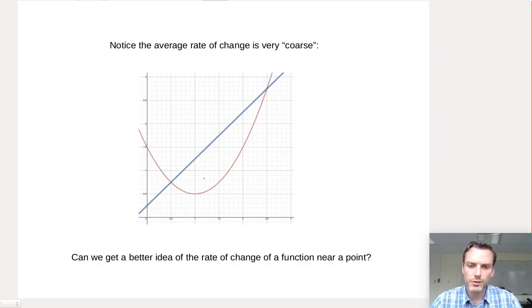What I want you to notice here is that this average rate of change is a very coarse description of the function. So pretend that this function is representing the velocity of some object. Well, if you look at this point, the object is actually decelerating, even though over this interval the average rate of change is positive. Right here it's decelerating, so the rate of change somehow in this part is negative. So is there a way that we can get a better idea of what the function is doing close to a point, close to a moment in time? Well, there is, in fact.